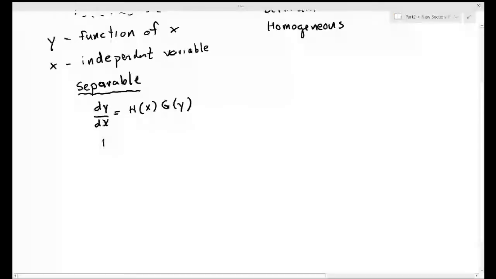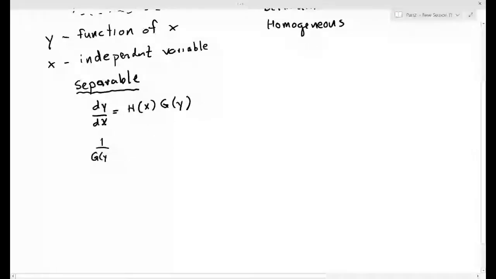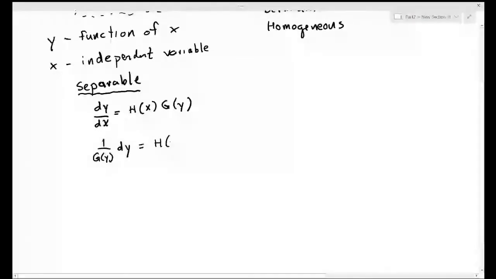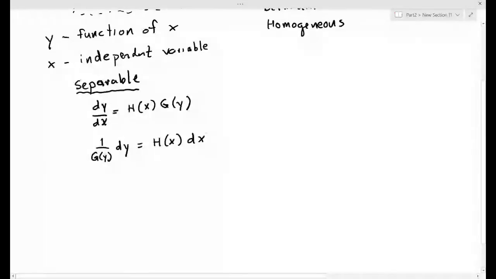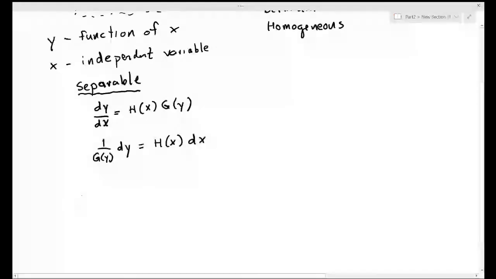So you can bring all the things that have a y in them, let's say, to the left, and all the things that have an x in them to the right. So you've separated the x's and the y's, and now you have two differentials which are equal. So it makes sense that if you find the antidifferential of both sides, the results should be equal as well, up to a constant of integration.